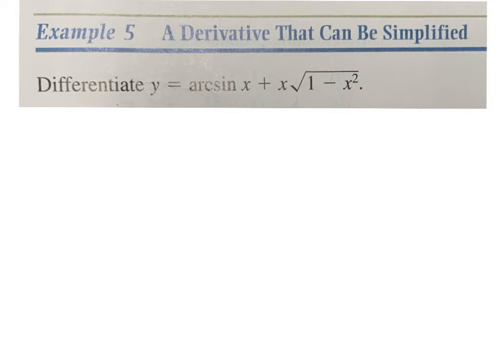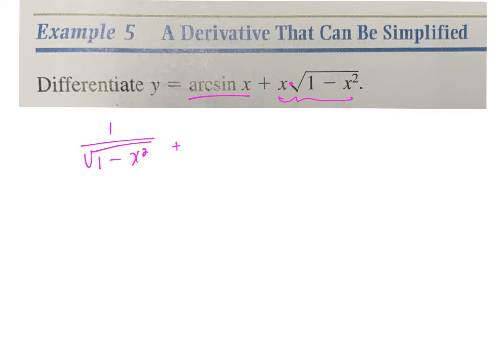Anyway, so what I'm going to do here is I'm going to do the derivative of this piece, and then I'm going to use the product rule here to do the derivative of this piece. All right? The arc sine's easy. I do the derivative of x, which is just 1, over the square root of 1 minus x squared. That's the derivative of arc sine.